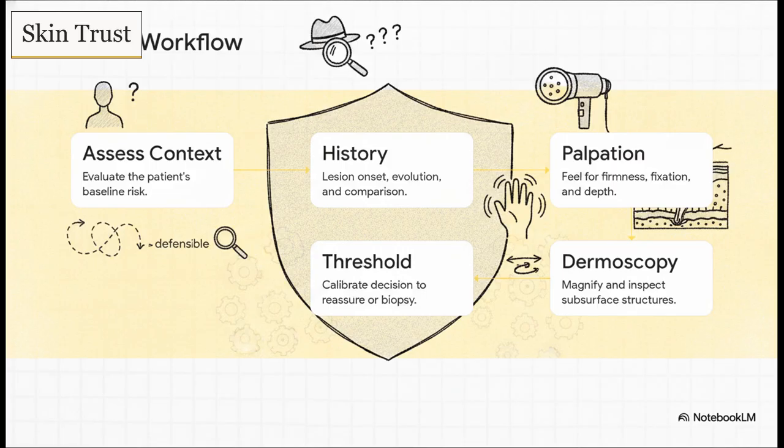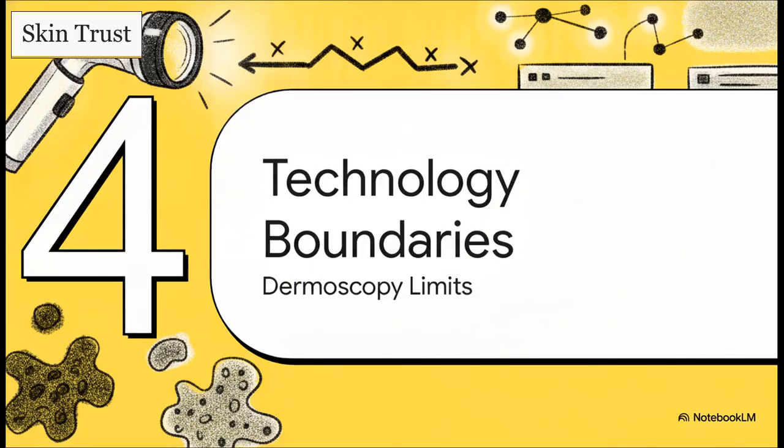When one input is weak, say a really blurry patient photo, the other inputs step up to cover the blind spots. Now let's jump into Section 4, Dermoscopy and Technology Boundaries. We've got incredible technological adjuncts today, but we absolutely must set clear boundaries on what they can and cannot do.